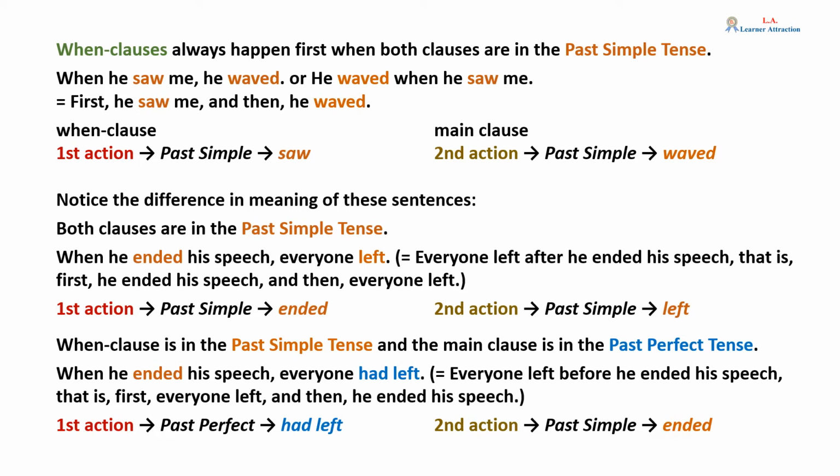The when clause is in the past simple tense, and the main clause is in the past perfect tense. When he ended his speech, everyone had left. Means, everyone left before he ended his speech. That is, first everyone left, and then he ended his speech. First action, past perfect, had left. Second action, past simple, ended.